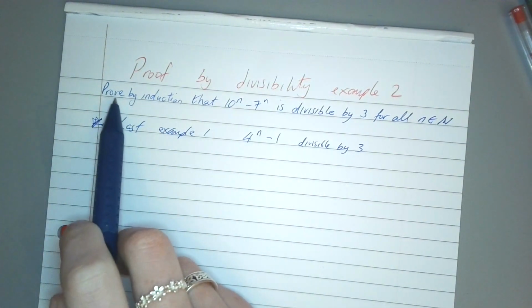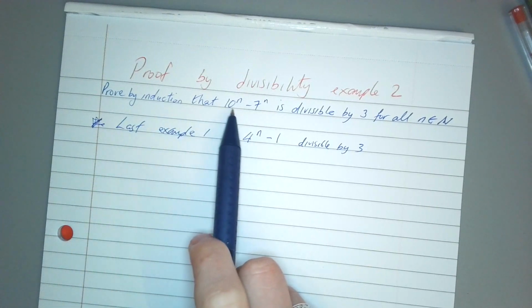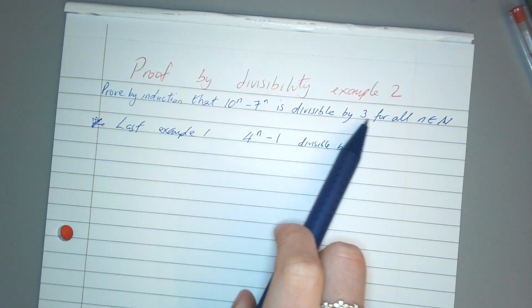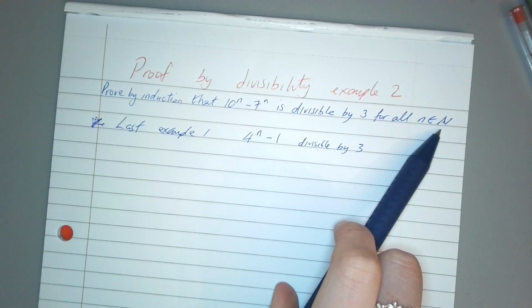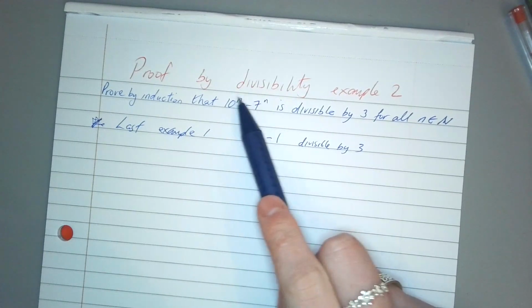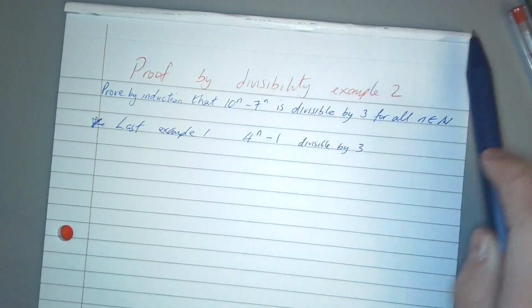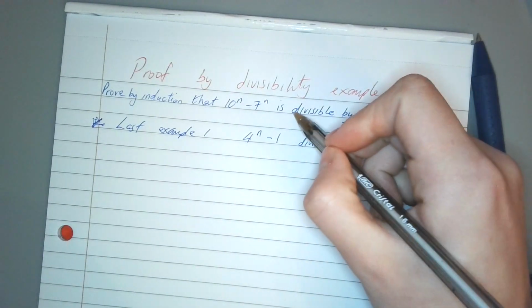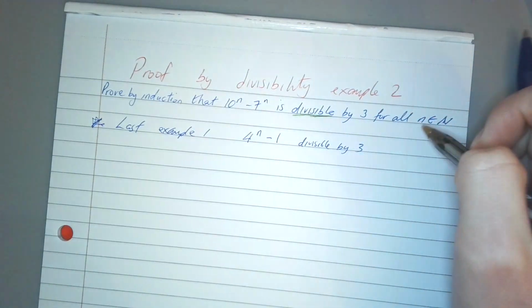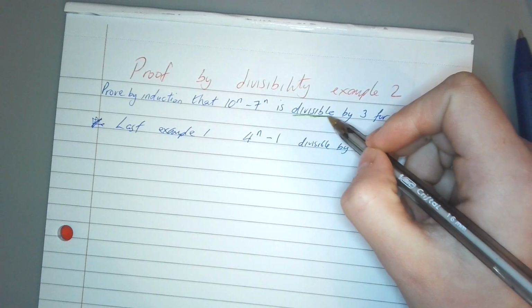Whereas this time we've got: prove by induction that 10 to the power of n minus 7 to the power of n is divisible by 3 for all n an element of N. Okay? So the first thing to note is that n is again the powers. We've got the word divisible this time, so divisible is telling us what type it is, and then by 3.